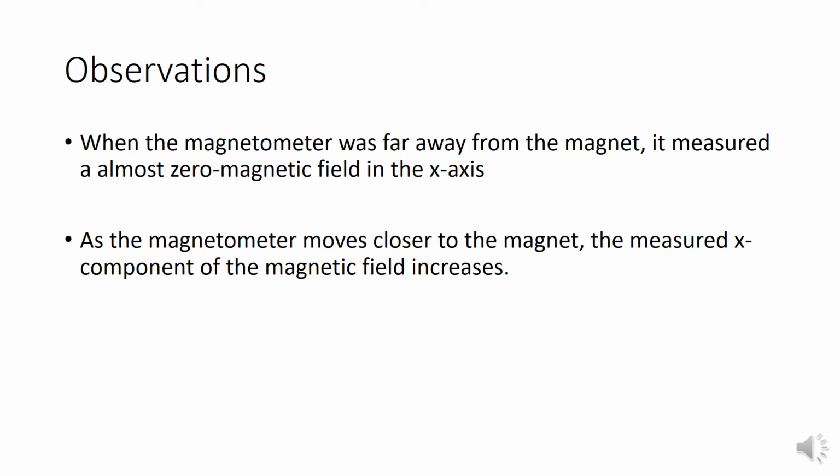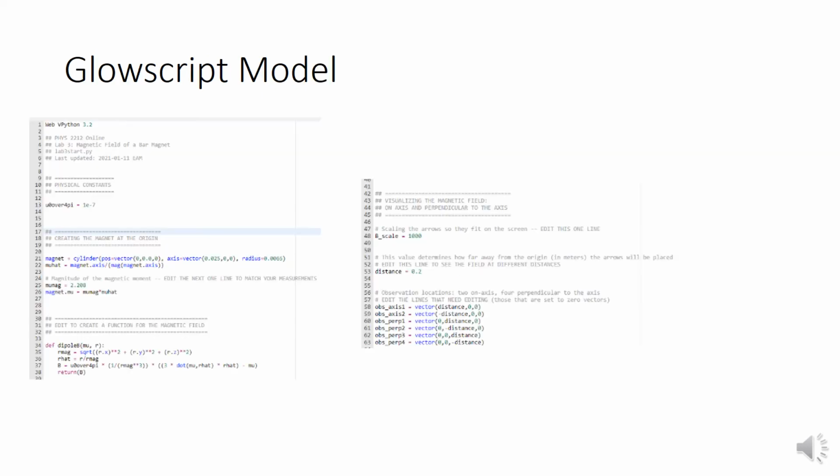We observed that when the magnetometer was far away from the magnet, it measured almost zero magnetic field in the x-axis. As the magnetometer moves closer to the magnet, the measured x component of the magnetic field increases. Here is a GlowScript model that I've coded.